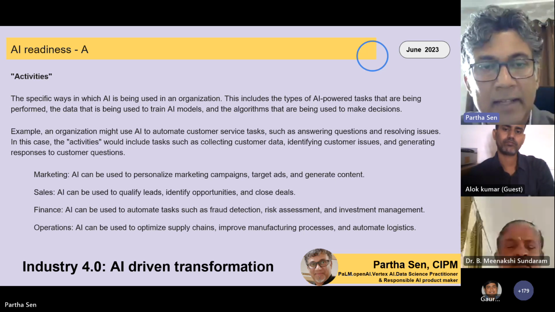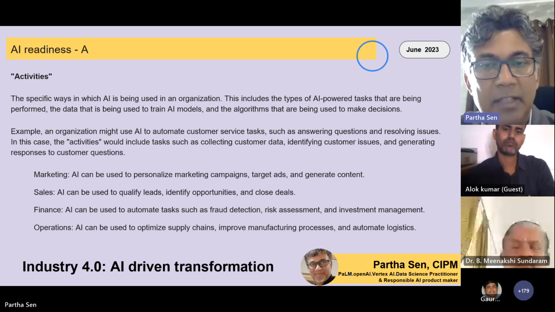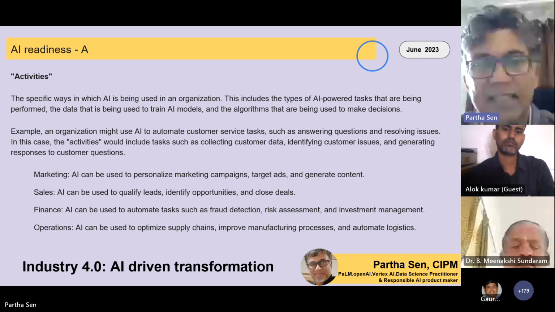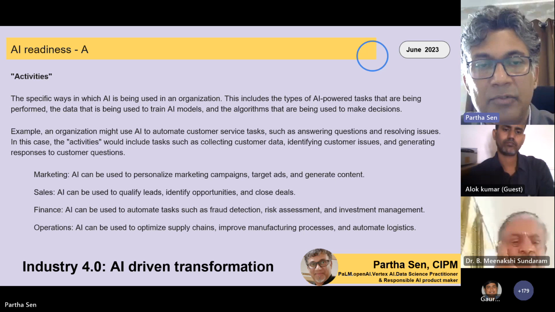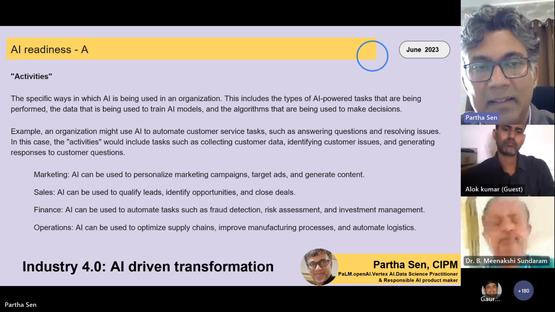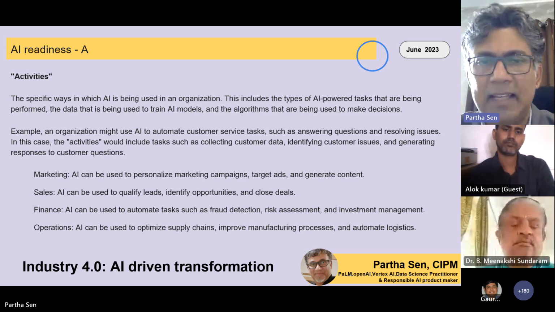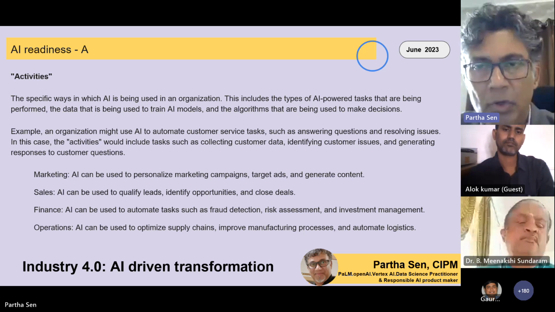And overall, another example we can consider is that the data is being used by the AI model and algorithm that is used to make decisions. Overall, the data you need to look into, you have to feed the data, you have to make the model. This is also an activity. You have to think of how the customer's data, how you identify the issues, and how you generate the response to the customer's question. So probably that is another activity. All these things are activities, like what role you are trying to play with this AI.